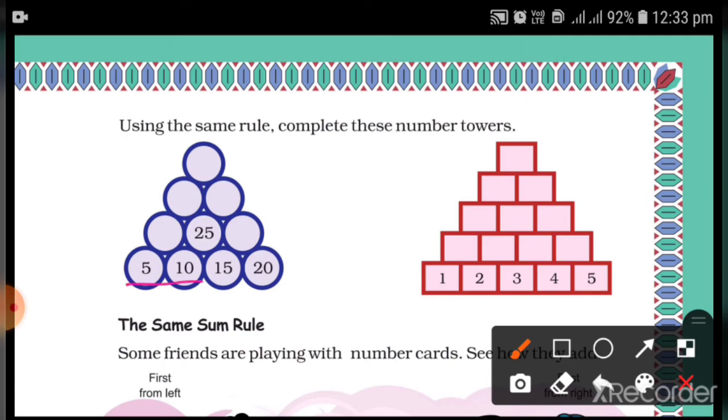Now 5 plus 10, it's 15. So here you will write 15. 25, here 25. How does 25 come here? 10 plus 15 is 25. Now here 15 plus 20. 5 plus 0, 5. 1 plus 2, 3.